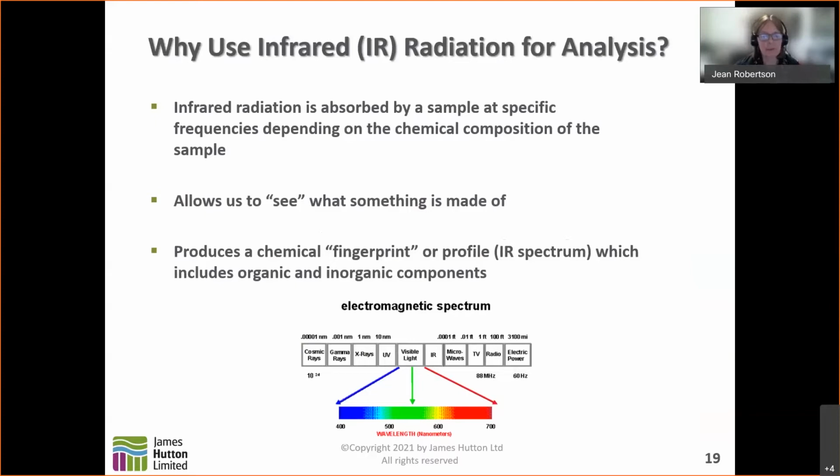For example, you could have a white powder, which could be anything from a drug like cocaine to something like limestone, and it may look very similar, but with the FTIR we'll very quickly be able to establish what type of material it is. That's because the infrared produces a chemical fingerprint or profile, which we call an infrared spectrum or IR spectrum. That shows us both organic and inorganic components, so it's very useful for establishing, as Evelyne said before, the actual compounds which are present in a sample. Next, please.